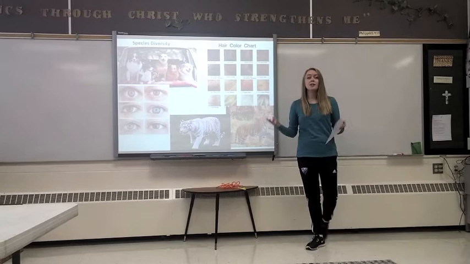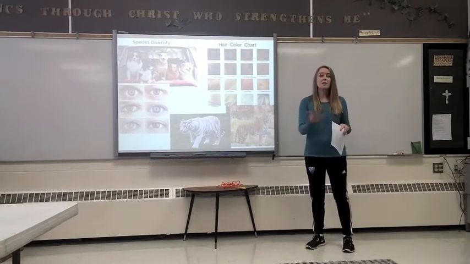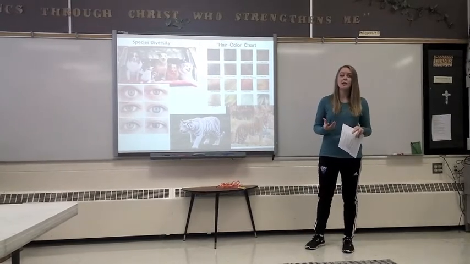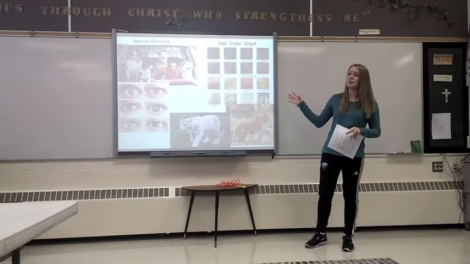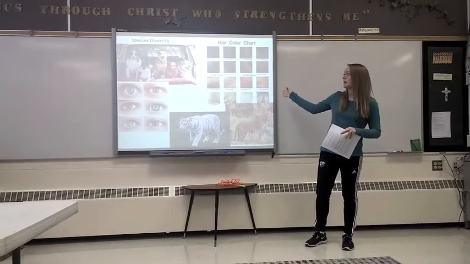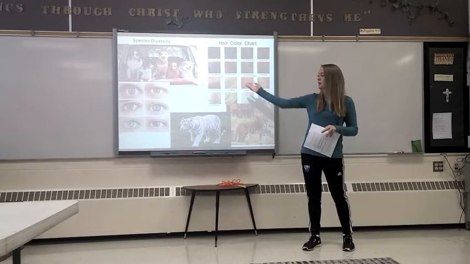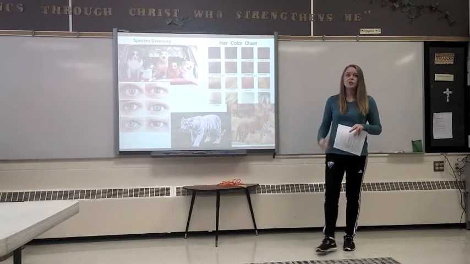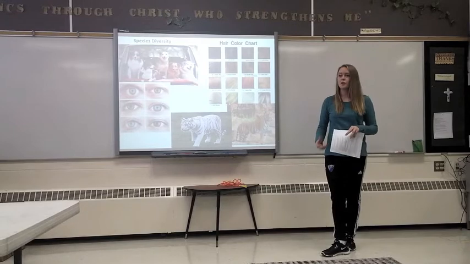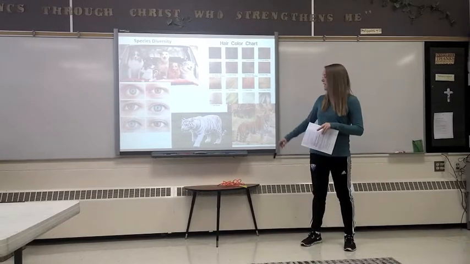So if we look amongst ourselves, we see that we're not the same. We're all unique in some way. This is called species diversity. Humans have different hair color and eye color. We see variation amongst other species like dogs and tigers. So what gives us this variation? Well, it's something we call DNA.